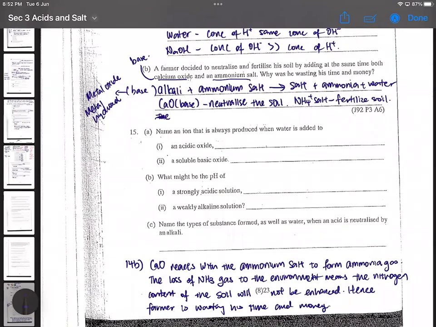Right, let's look at question 15. Acidic always produces H+. Soluble basic oxide, also known as alkali, will be OH-. Okay, pH for strongly acidic is 1. Just for content's sake, weak acid is in a range of 3 to 6, weak alkalis in the region of 8 to 10, and for the strong alkalis, we will put it as 14.